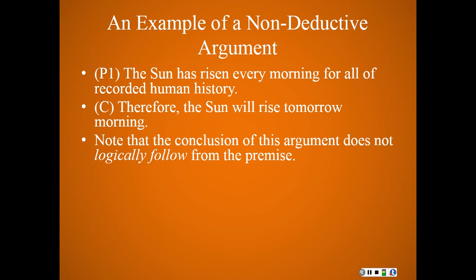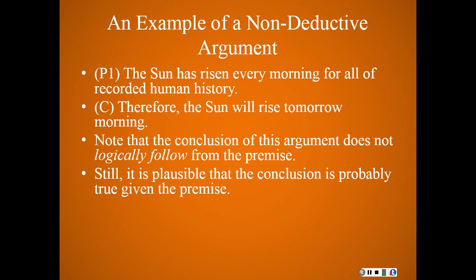It could be, for all that logic tells us, for example, that the Earth will be obliterated tonight by an asteroid, and so the sun will not rise tomorrow morning. In fact, logic by itself doesn't really tell us anything about the laws of nature or what kind of regularities will persist in the future. So for all logic tells us, it could be that the sun will just inexplicably disappear tonight, and for that reason fail to rise tomorrow morning. So the conclusion of this argument does not follow from its premise. It doesn't logically follow from its premise.